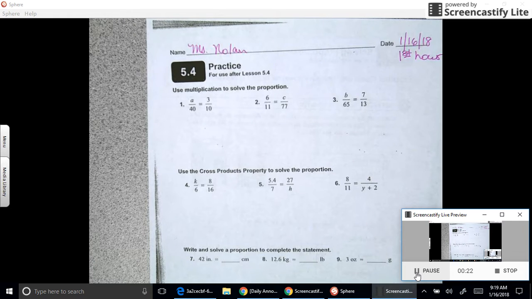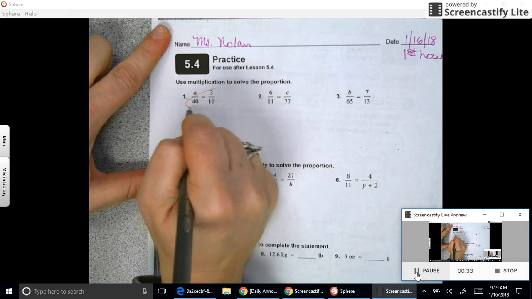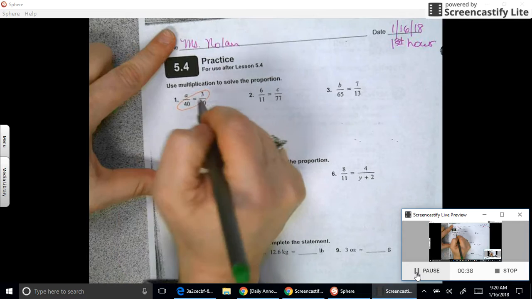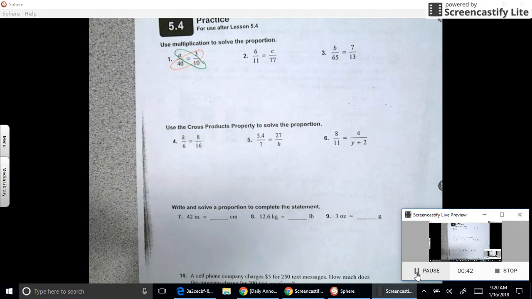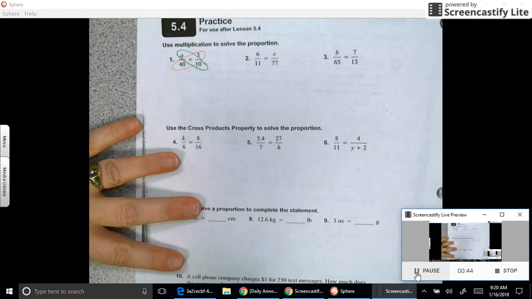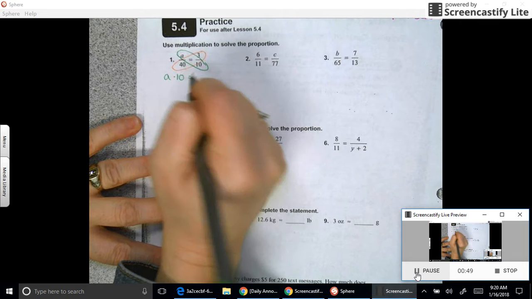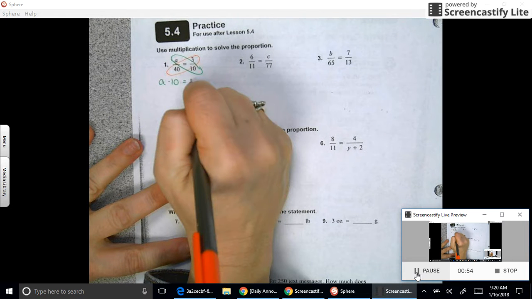Here, we don't have all the information, so we need to figure out what the actual proportion is, what the ratios are. So we're still going to cross multiply. So for our first problem, on one side we have a times 10, and on the other side we have 40 times 3.